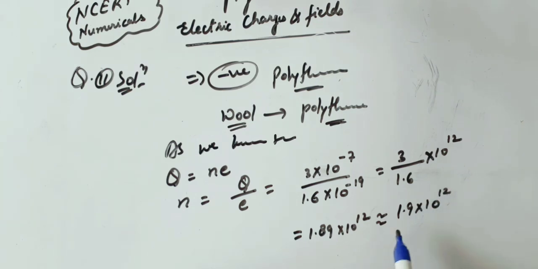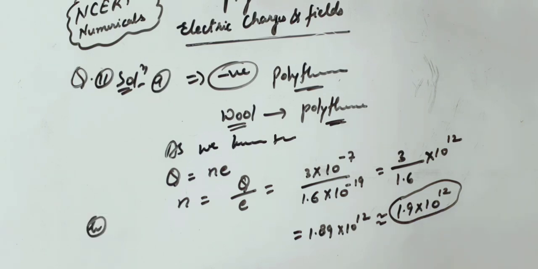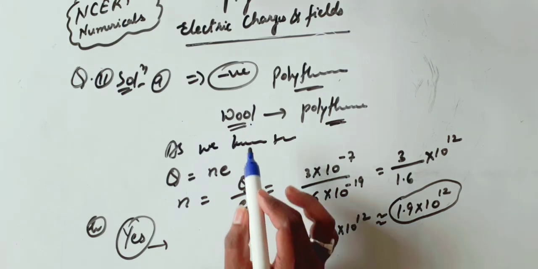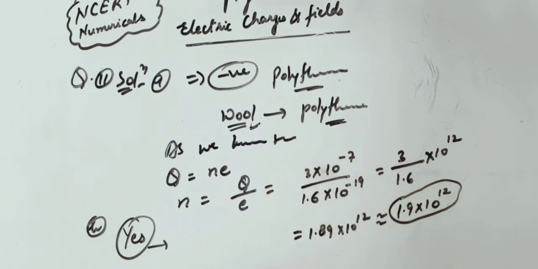Means the total number of electrons transferred from wool to polythene will be equal to 1.9 into 10 to the power 12. In the second part of the question, is there a transfer of mass from wool to polythene? Then the answer will be yes. Some mass will be transferred from wool to polythene because the electron has also some mass. So we can say that some mass of wool will also transfer to the polythene.